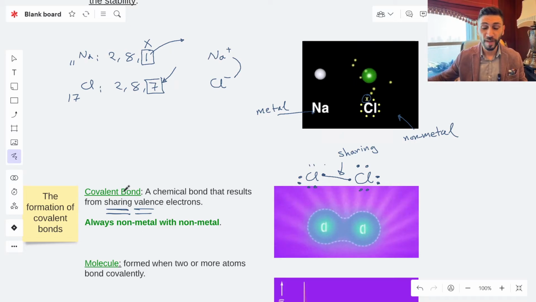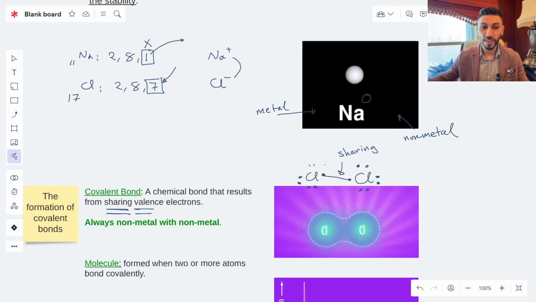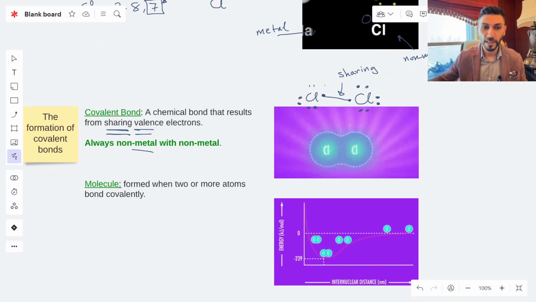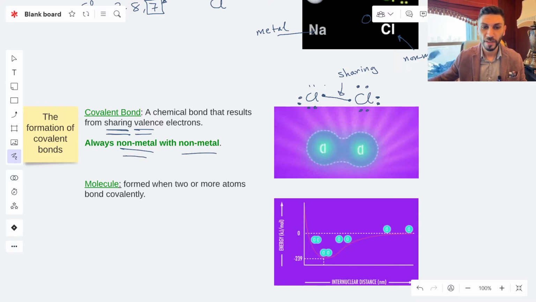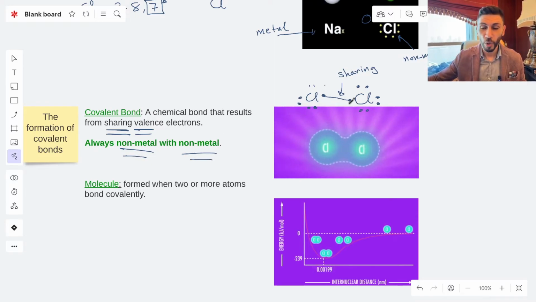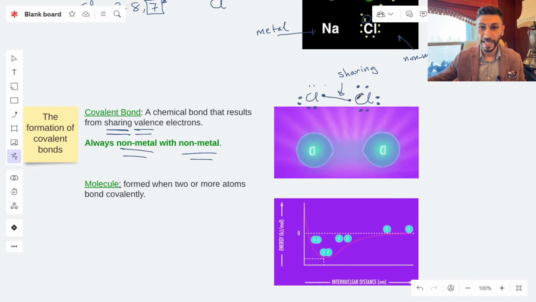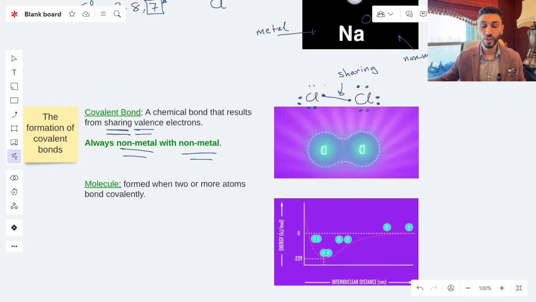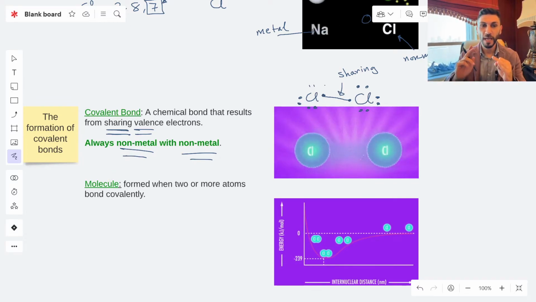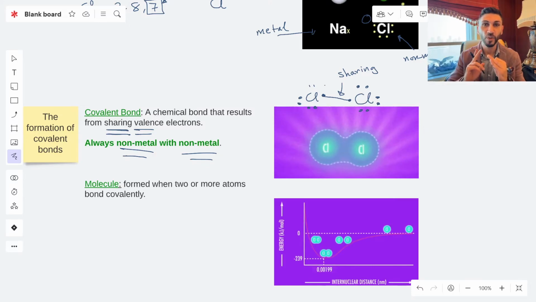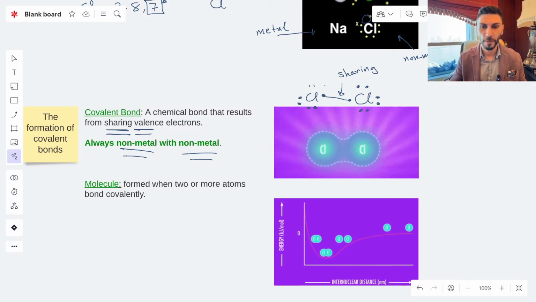Whereas in the covalent bond, it always occurs between a non-metal and another non-metal. Both of the chlorine atoms are non-metals. So the bond between the Cl and another Cl is a covalent bond, not an ionic bond. So it's a sharing bond, sharing electrons, and it's between a metal and non-metal.